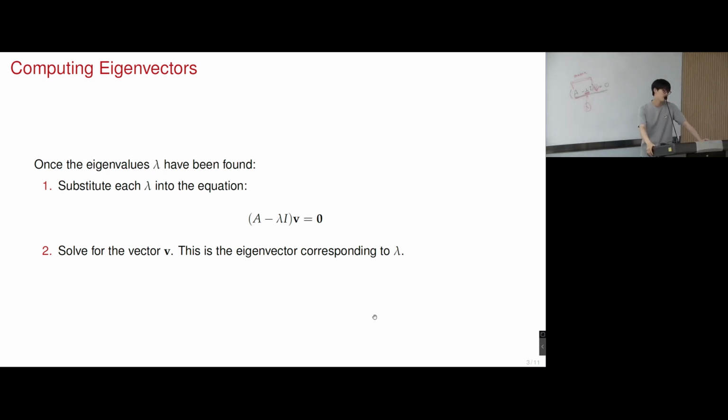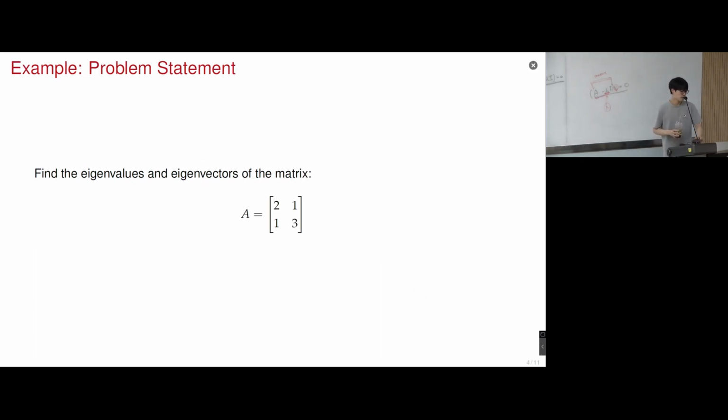So once the eigenvalue has been found, you just substitute it into the equation, and then use it to find the vector v. And if you find this non-zero vector v, we call this the eigenvector corresponding to the lambda, which is the eigenvalue. So eigenvalue and eigenvector go one to one. For each eigenvalue, there's a corresponding eigenvector, and for each eigenvector, there's a corresponding eigenvalue. Okay, so we'll use some examples to talk about this.